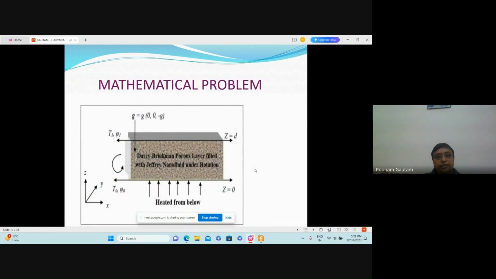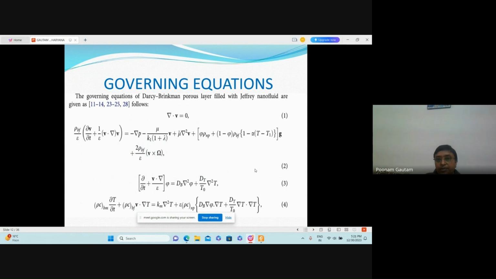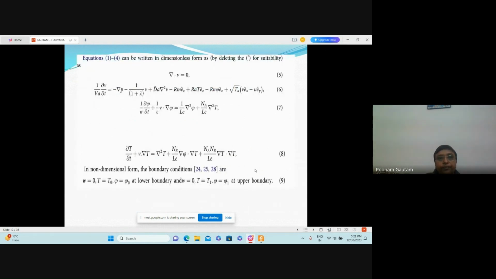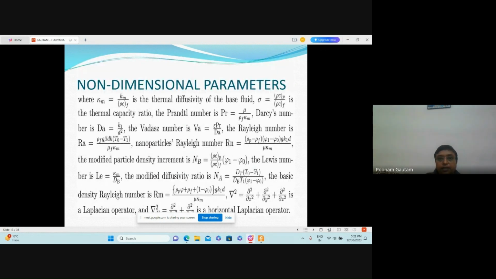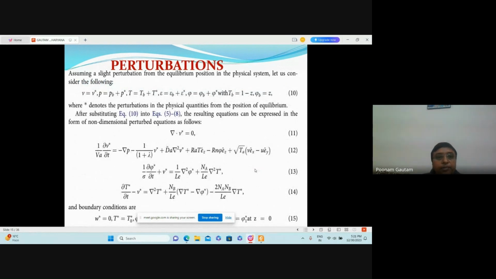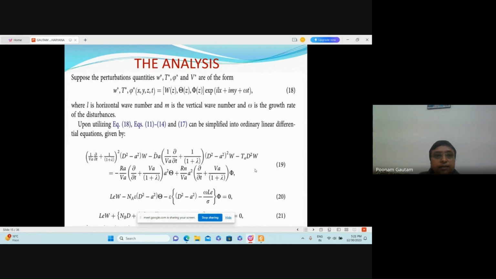This is the mathematical model from where the problem is taken, and these are the governing equations 1, 2, 3, 4, 5, and these are also the equations with the boundary conditions. But I have applied the stress-free boundaries. These are the non-dimensional parameters which are used here. These are the perturbations used in the equations, and the normal mode analysis and Galerkin weighted residual method is used.